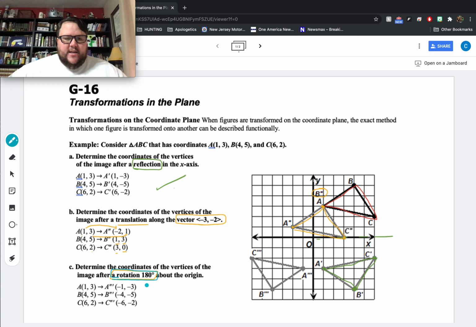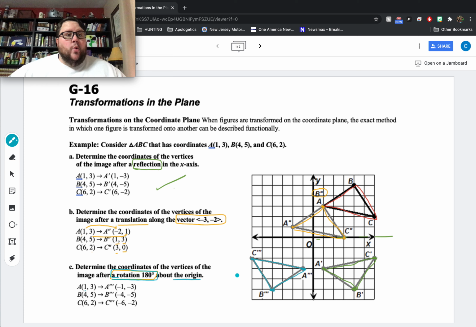Let me do this in a different color so that we see that. We're going to do it in the teal, about the origin, the point 0, 0. 180 degrees means you're just completely flipping it to the other side of the number line. So 1 becomes -1, 3 becomes -3, so -1, -3 is our A triple prime. Then 4, 5 becomes -4, -5, which is B triple prime. And C triple prime is -6, -2. And that's our rotation here.